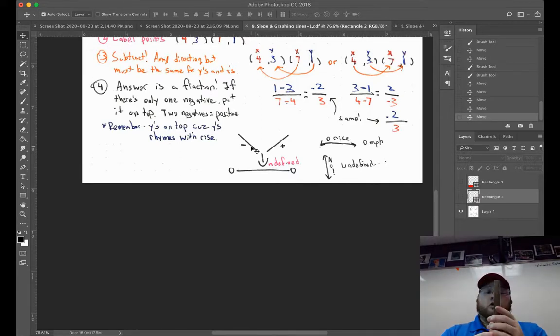This vertical line is what is called an undefined slope or no slope. And once again, a horizontal line is zero slope. I like to think of this as 0 rise or 0 miles per hour. If this was perfectly flat, how fast would you be moving if you were snowboarding? 0 miles per hour, nothing.